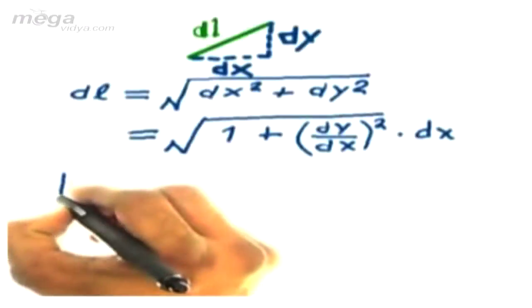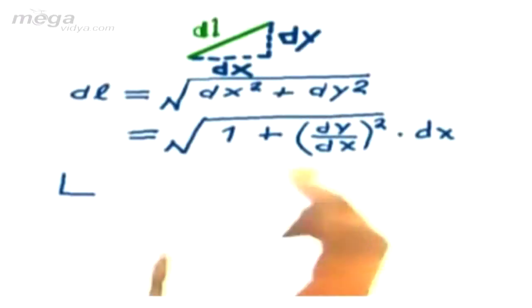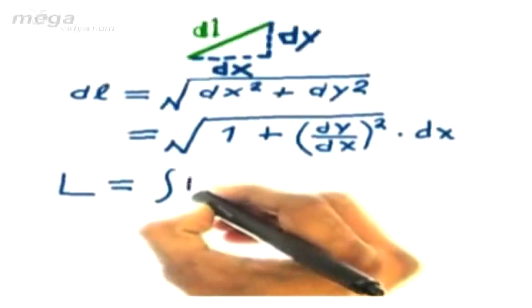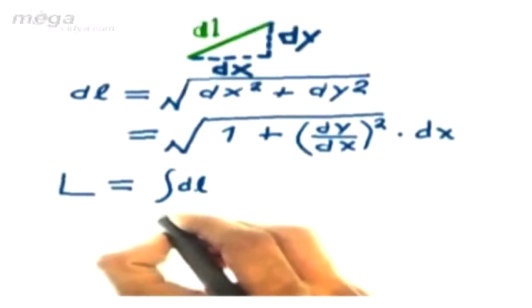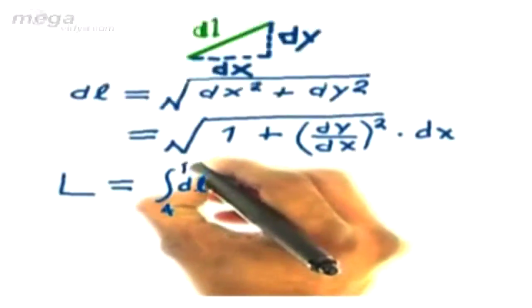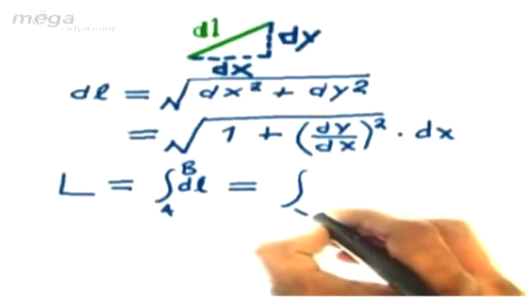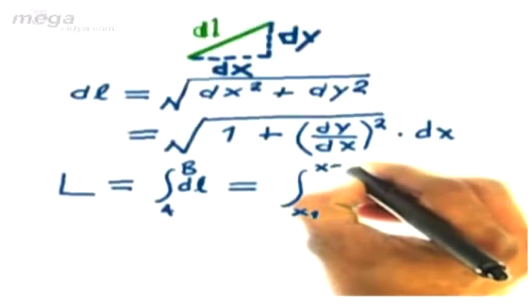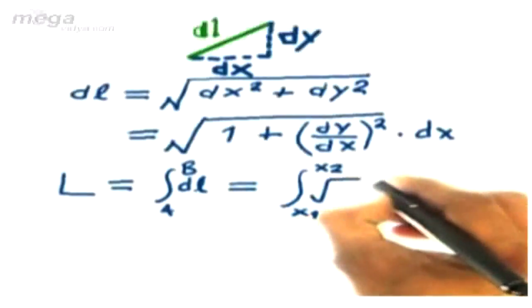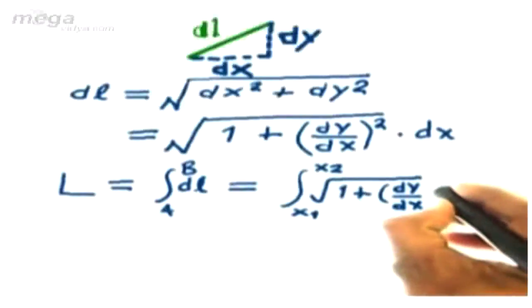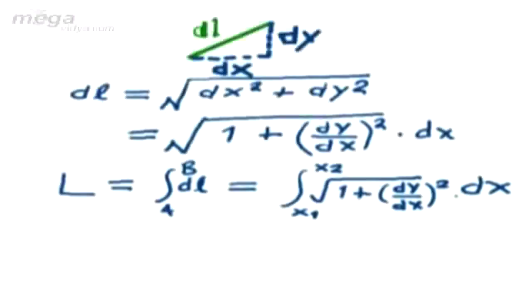As this is the small distance traveled in a very small part of its path, if we want to get the complete length of the path, meaning the distance traveled between A to B, then it can be achieved by adding all the small distances starting from A to B, and that is done by integration within the limits x1 to x2. If we integrate this dl, or root of 1 plus (dy by dx) square, with respect to x, then we can get the entire length of the curve from A to B.